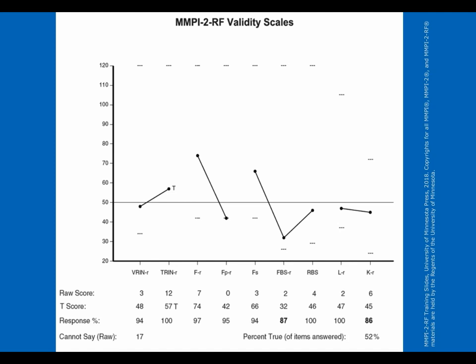Also, an interesting finding on this page is if we look at the response percentages for these scales, a couple values are bolded. So we see underneath FBS that this individual responded to only 87% of the FBS items, and underneath K, the individual responded to only 86% of the items. And whenever this value is underneath 90, it's going to be bolded in the interpretive report. So what we're going to look at next is how to transfer this information to the MMPI-2-RF interpretation worksheet.